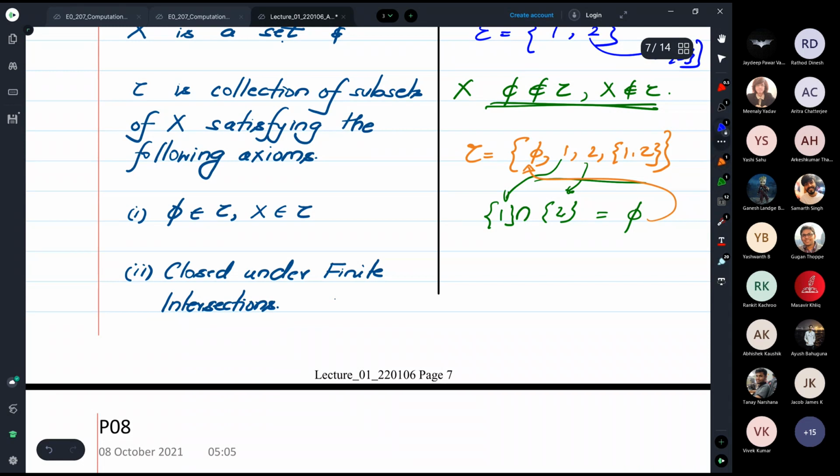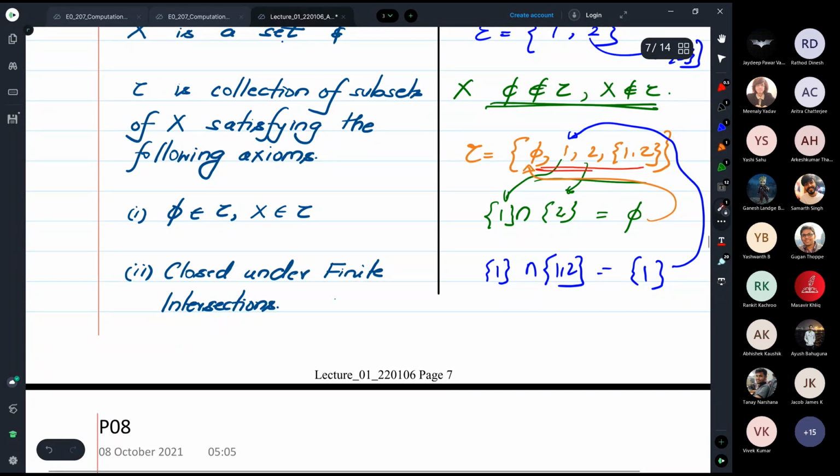And similarly, let's say you took 1 and 1, 2. The intersection is 1, and this one indeed lies over here. So you can see that whatever your finite collection of sets from this collection, if you take their intersection, you will see that it always lies in tau.